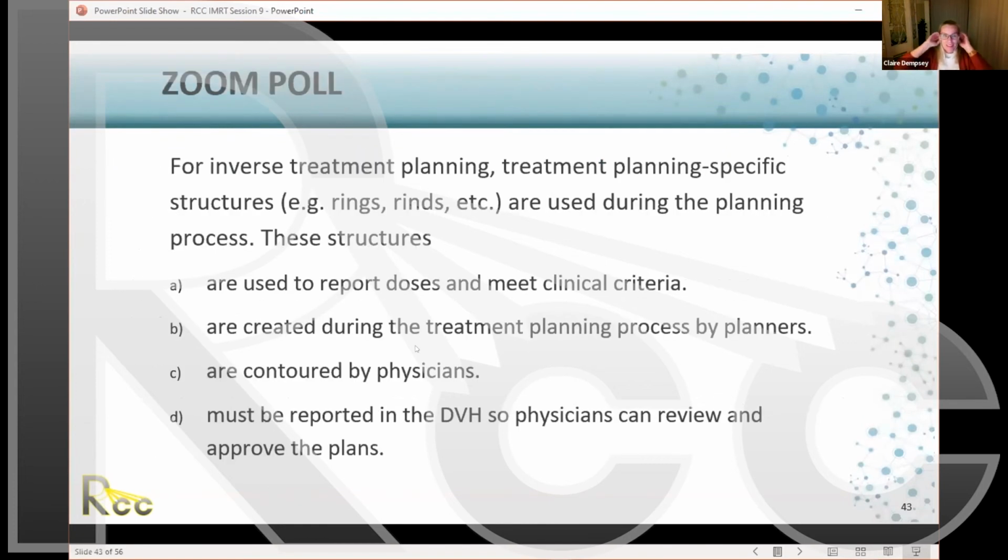Okay, at this point, we're going to run a Zoom poll with our first question. So I'm going to stop sharing so that poll can be run, but I'll just read out the question first. I'll just stop sharing while we do that. So for inverse treatment planning, specific structures, so the things we're talking about, rings and rinds, are used during the planning process. So these structures are used to report doses and criteria, created during the treatment planning process by planners, contoured by physicians, or must be reported in the DVH. So physicians can review and approve the plan.